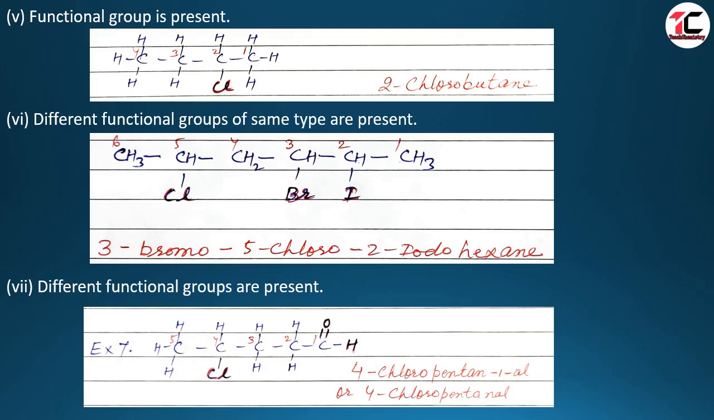Now naming. If we use aldehyde then it will use al, and chlorine is chloro. So we will start from this side. 4-chloro, it is a chain of 5 carbon atoms, so it is pentan-1-al. First we will write the chloride group: 4-chloropentan-1-al, or 4-chloropentanal.